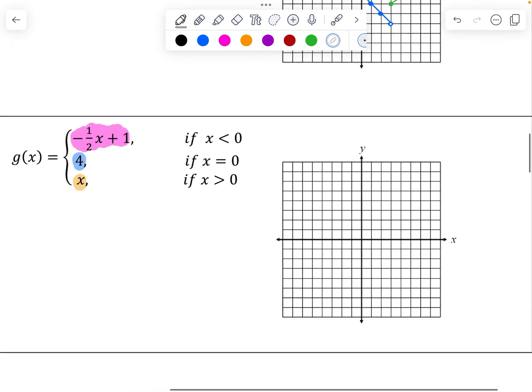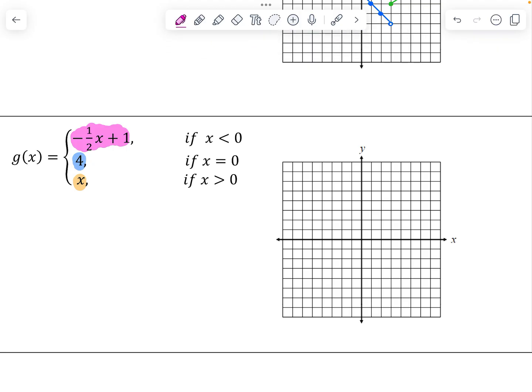Okay, this problem here is very similar, except that this middle piece right here is a little bit weird. So we'll talk about that in a second. But we're going to graph the pink piece, plus 1 as our y-intercept and a slope of negative 1/2. So 1 up, 1 over 2 in this direction. And I'm going that way because I'm only graphing it if x is less than 0. And so I don't want to use a point where x is equal to 1, 2, or 3.